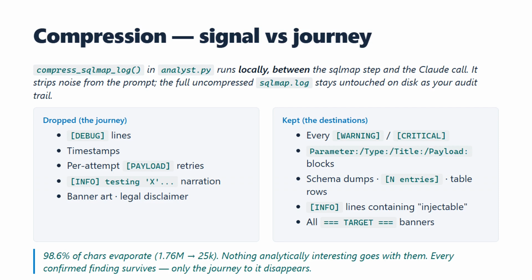Kept verbatim: every critical. The parameter X, type, title, payload, conclusion blocks, which already contain the successful payload. The schema dumps, the decision line info entries containing the word injectable. Net result, 98.6% of the file evaporates, 1.76 million chars down to 24,500. Nothing analytically interesting goes with it. The full uncompressed log still lives on disk for the audit trail. Compression only changes what the LLM sees.